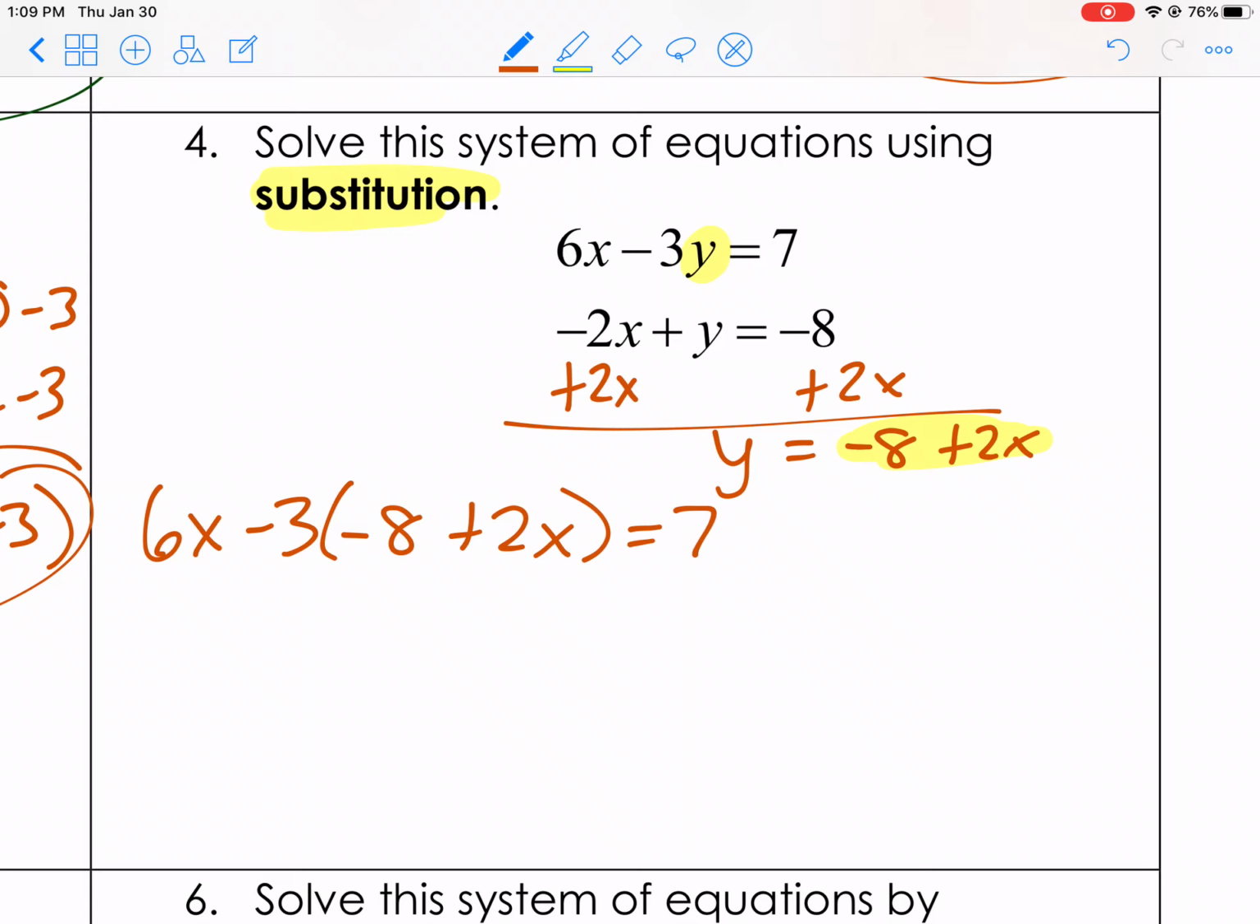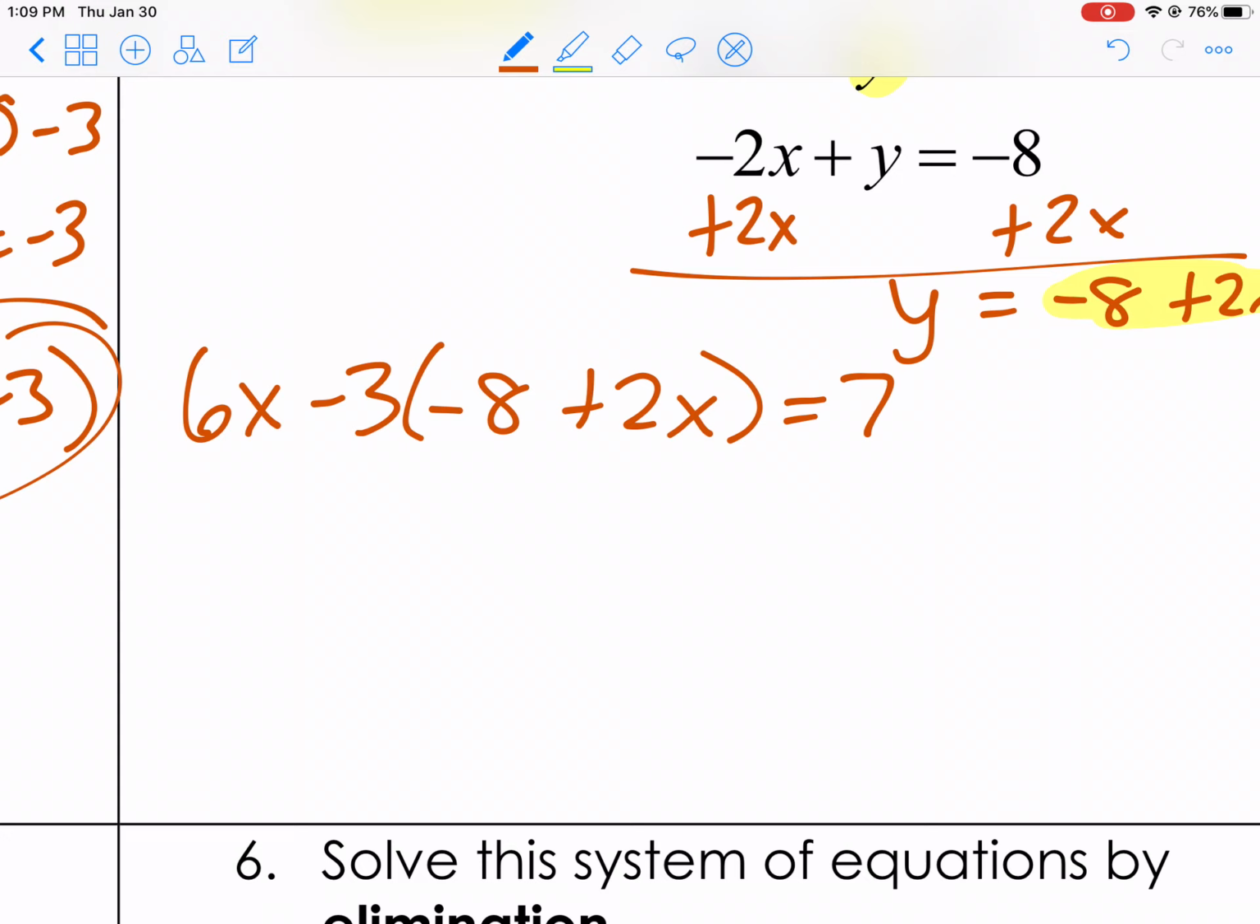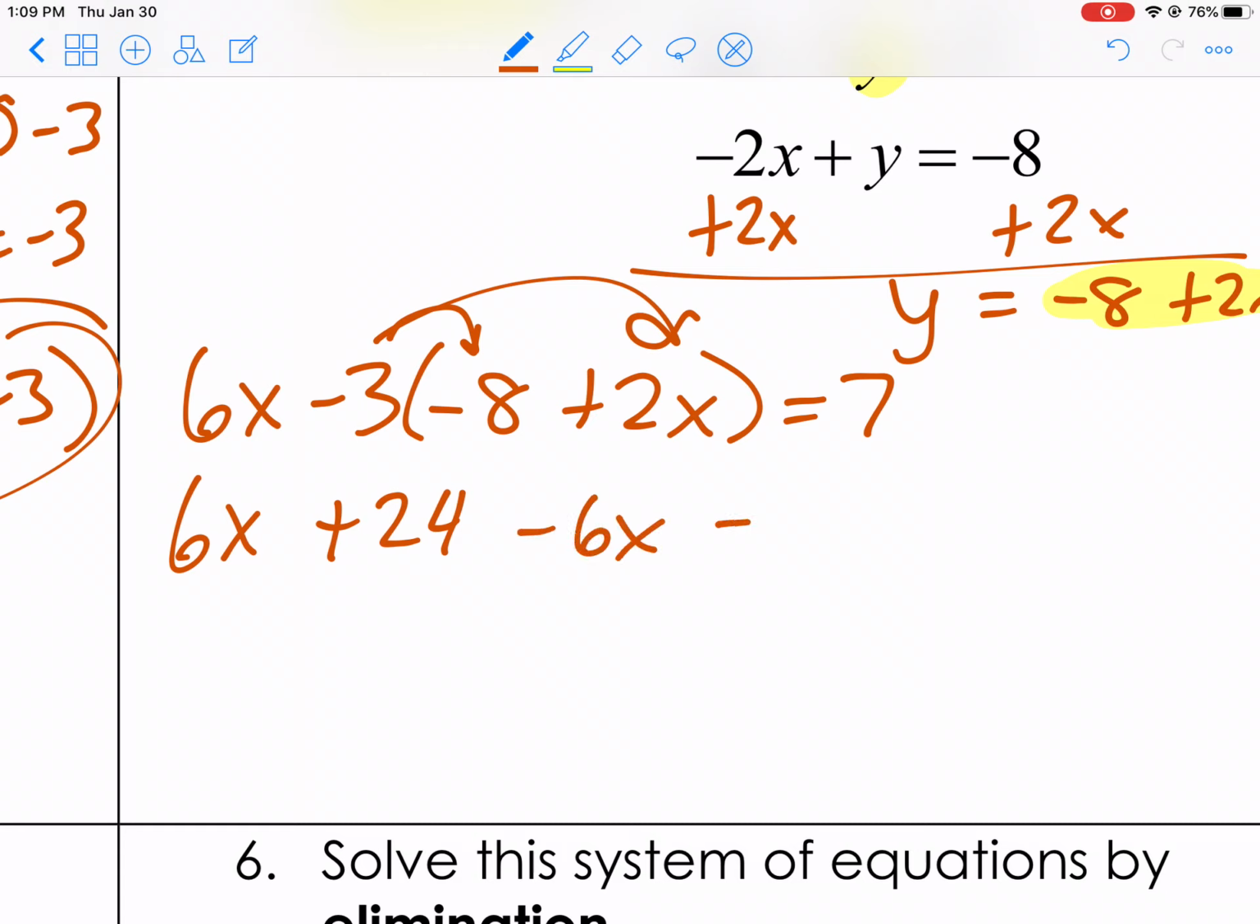Each time that we move forward a step, I suggest, again, that you pause and see what you can do independently and then check it. So hopefully you're looking at this and you have an idea of what you want to do next. We're going to distribute the negative 3. So we'd have 6x plus 24 minus 6x equals 7. 6x and negative 6x, if I add those together, I would get 0. So if I simplify this equation as it is, I would have 24 equals 7.